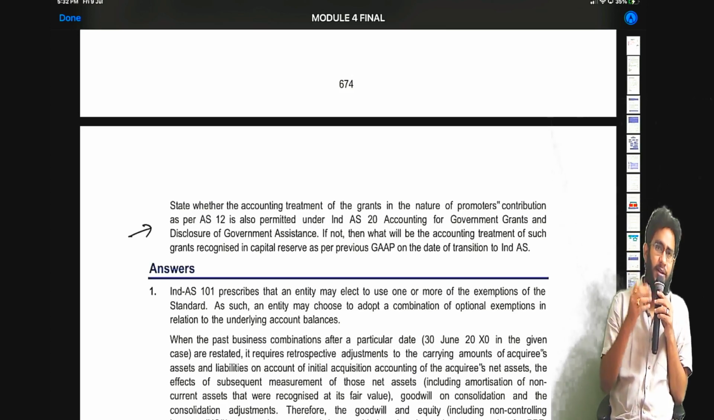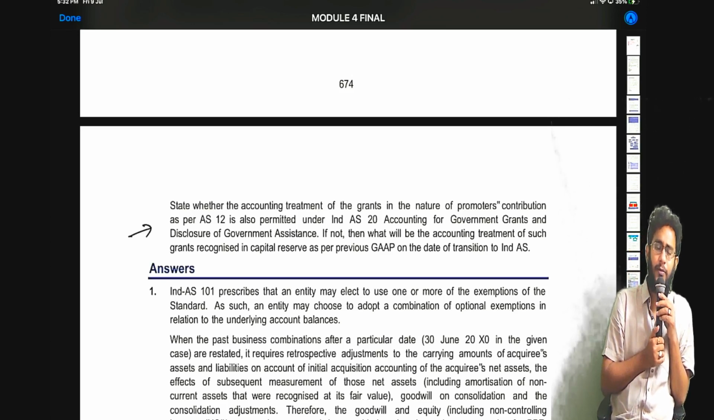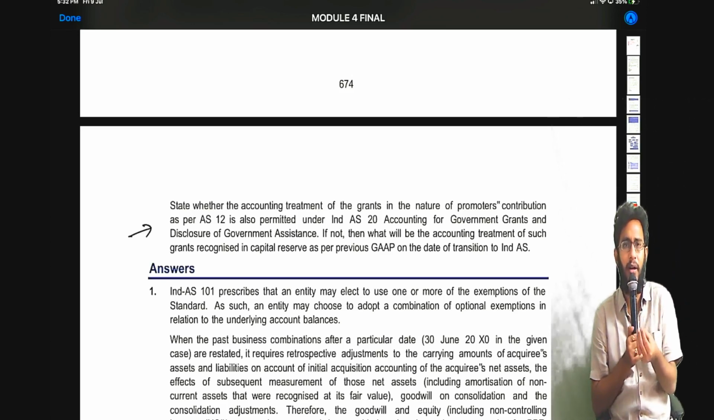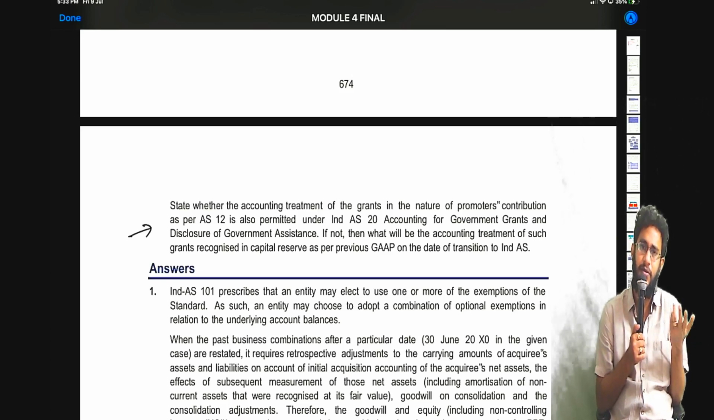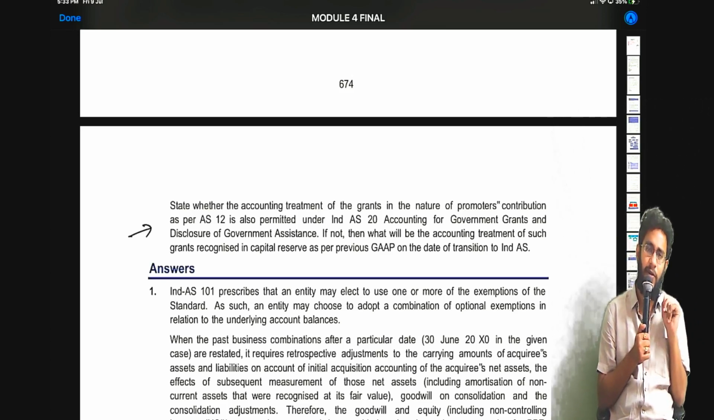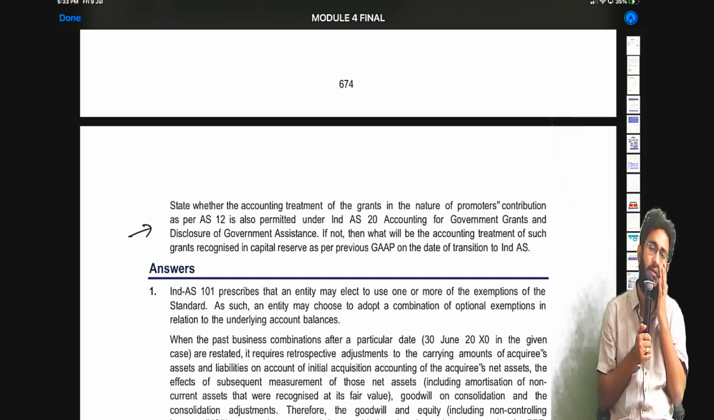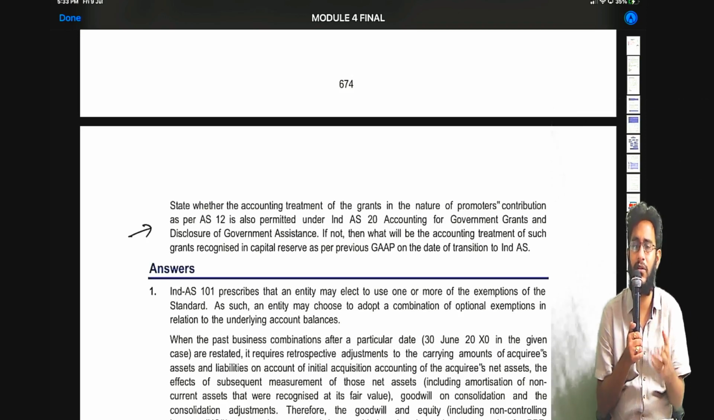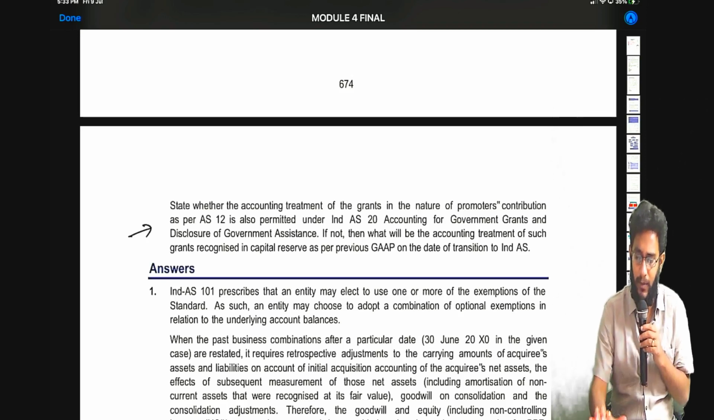Sir, we have studied some exemptions, and regarding government grants in the nature of promoter contribution, there is no exemption, which means Ind AS has to be applied retrospectively. What we studied as an exemption is if you receive a government loan, then don't do any retrospective adjustment unless you have the information on day one. Correct? So leave that. Anyway, coming here.